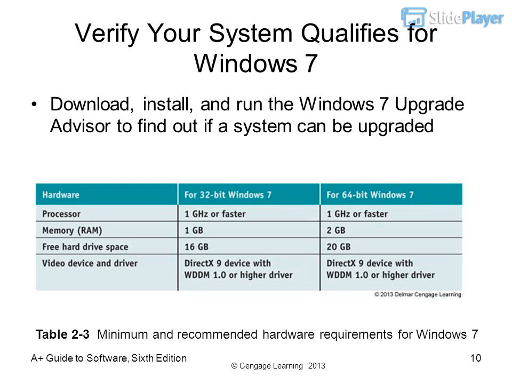Verify your system qualifies for Windows 7. Download, install, and run the Windows 7 Upgrade Advisor to find out if a system can be upgraded. Table 2-3: Minimum and recommended hardware requirements for Windows 7.